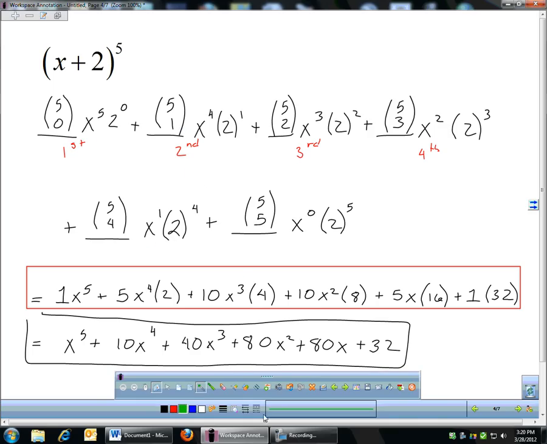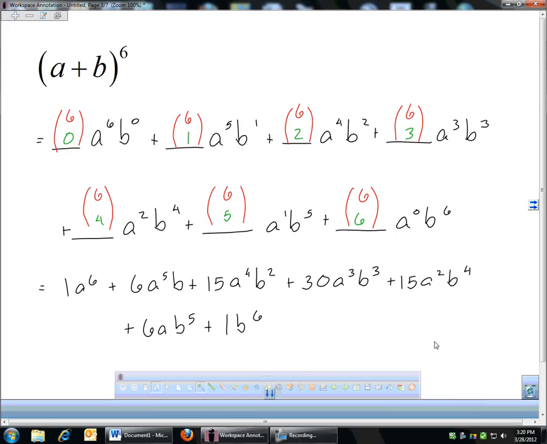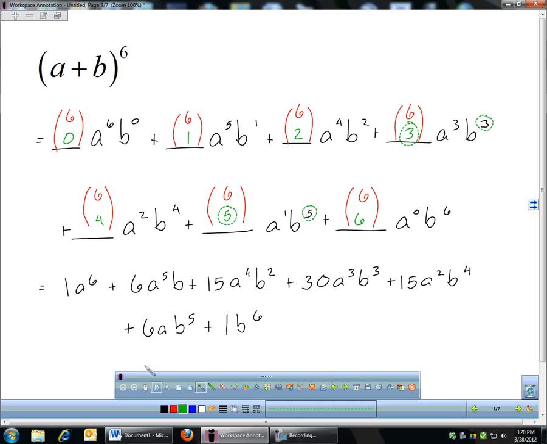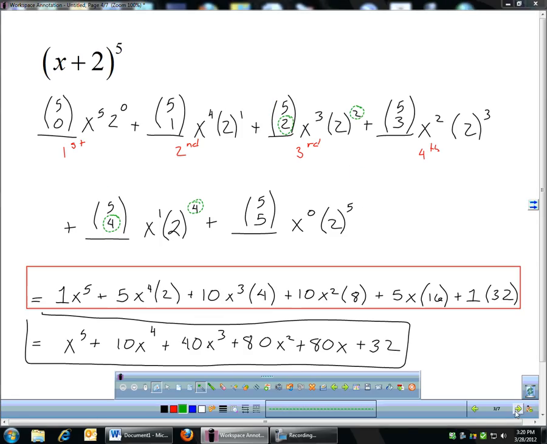Also, something else you may notice is that the number on bottom is also the same as the exponent on the second term. 5, choose 4 is the same as the exponent on 2. And that pattern was true over here also. When I did 6, choose 3, that number on bottom was the same as the exponent on B. 6, choose 5, the number was the same as the exponent on 5. So there's a few patterns there that's going to help us jump straight to, on this one, the fourth term.